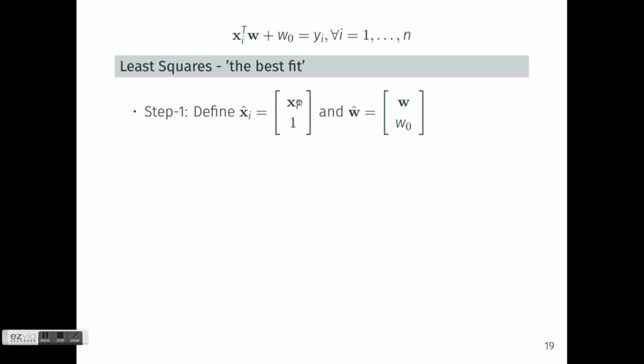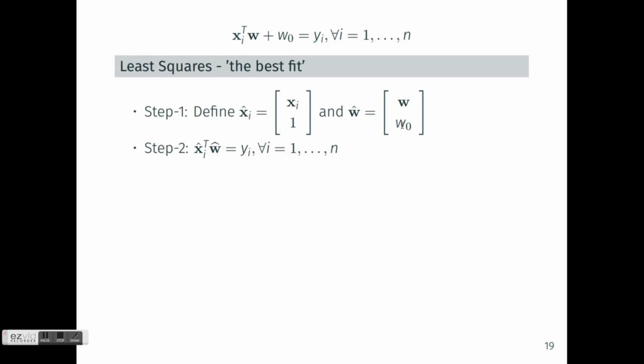For each observation, sample point, or data vector, we define a vector xi hat by adding 1 as the d plus first element, and the w hat vector is all your weights corresponding to the features, and then the intercept in the case of a line, or a bias in the case of hyperplanes.